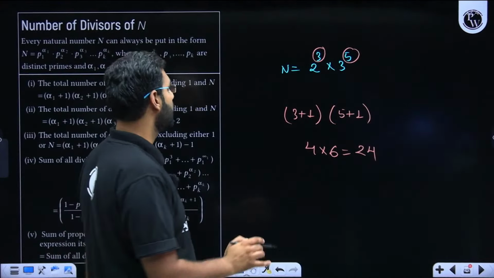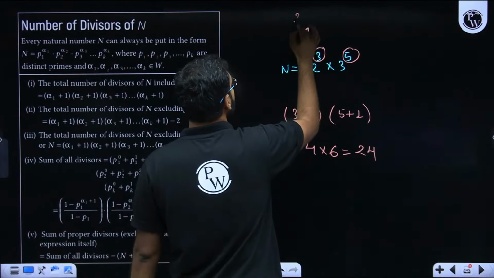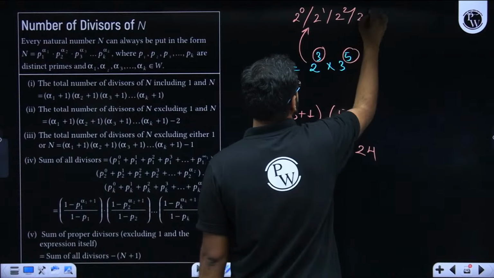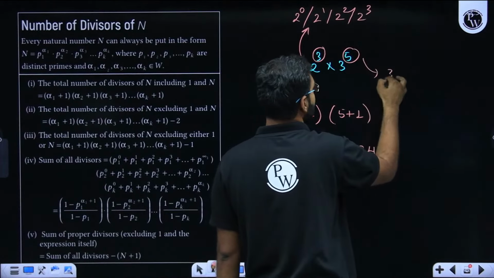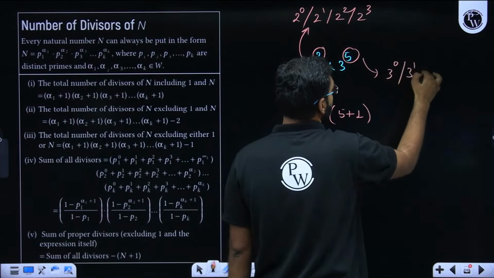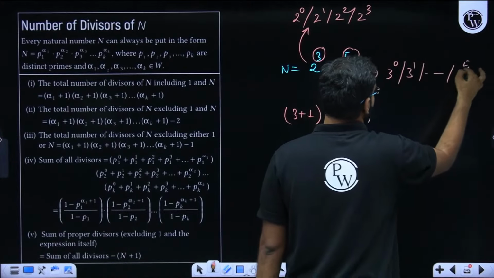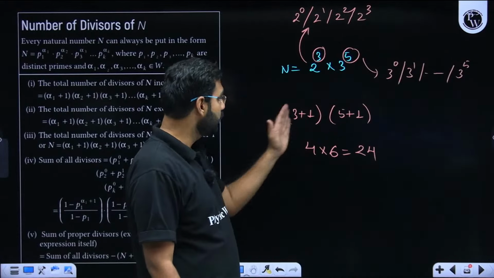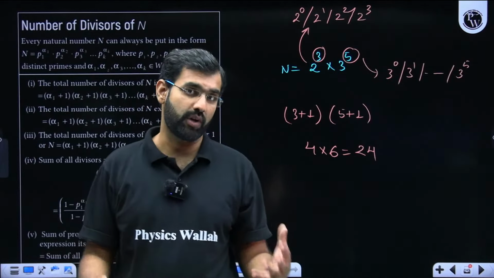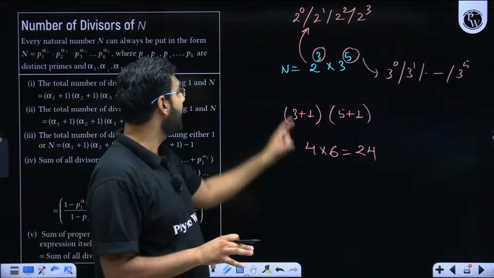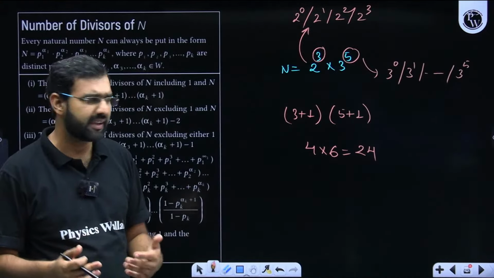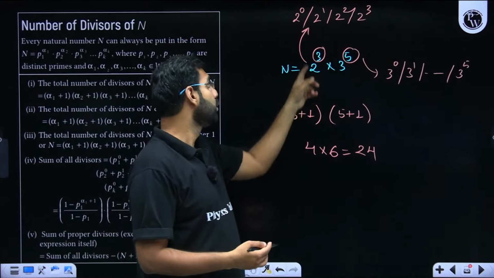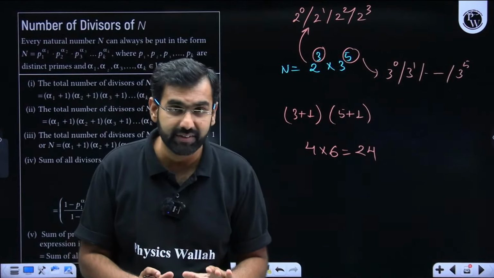Why is it happening? The logic is really simple. 2 to the power 3 means 2 has these choices, either 2 to the power 0, 2 to the power 1, 2 to the power 2, or 2 to the power 3. 3 to the power 5 has 6 choices, 3 to the power 0, 3 to the power 1, 3 to the power 2, up to 3 to the power 5. So these 6 choices, when clubbed with these 4 choices, I get 6 into 4, 24 choices, which will be dividing this number n. Because any combination of these powers of 2 and these powers of 3 will divide 2 cube into 3 to the power 5. I hope you're understanding it very clearly.